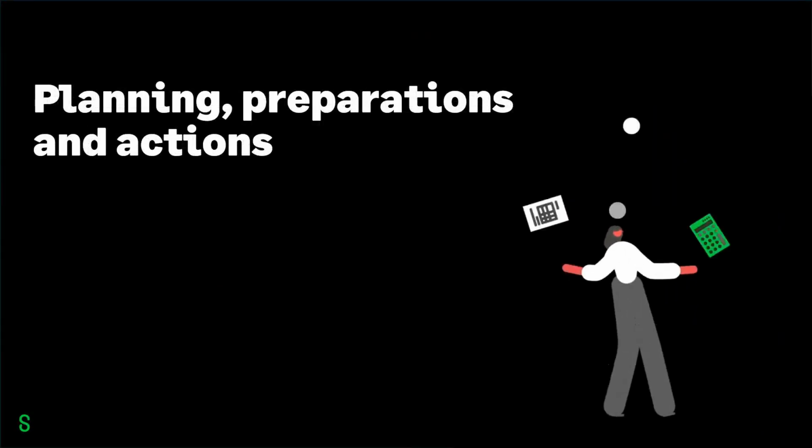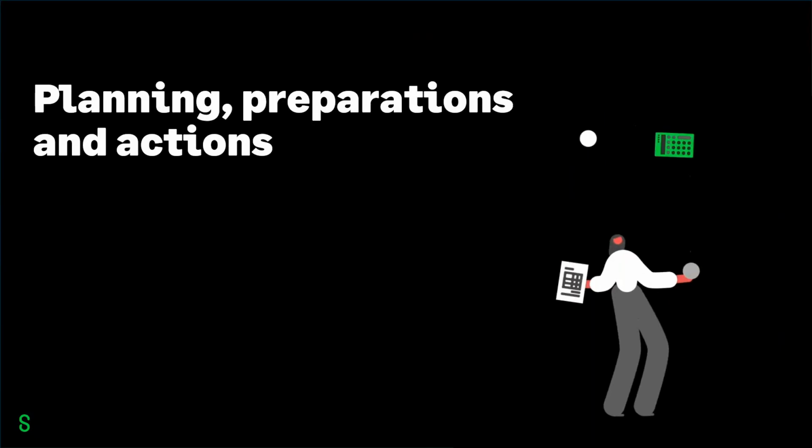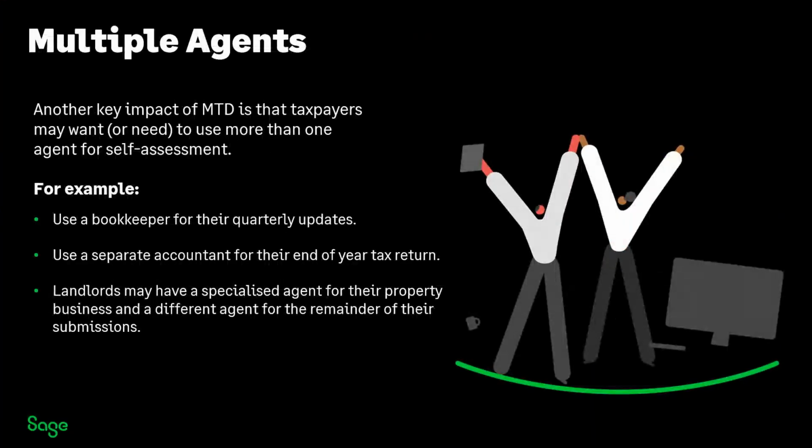So let's have a look at planning, preparation, and actions. Now that you understand your obligations under MTD, the work involved and the time it takes, consider whether you want to engage with an agent, bookkeeper, or an accountant if you don't have one already. You might want to use a bookkeeper for the quarterly updates and a separate accountant for the end of year tax return. Landlords may have specialised agents for their property business and then a different agent for the remainder of the submissions. But HMRC have committed to providing a solution ahead of April 2026 that will allow a taxpayer to have more than one authorised agent.